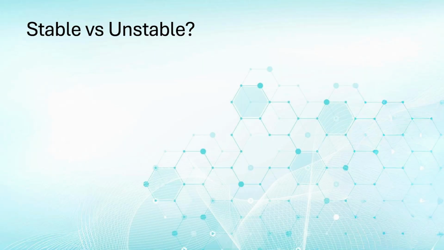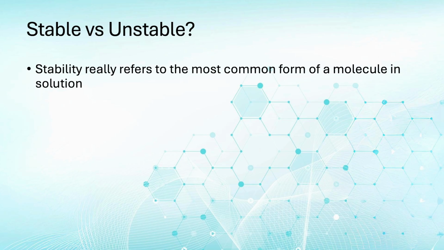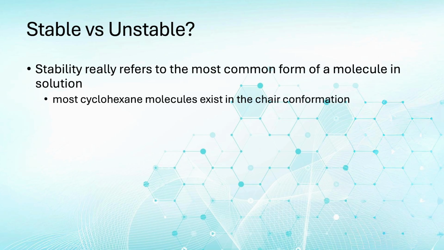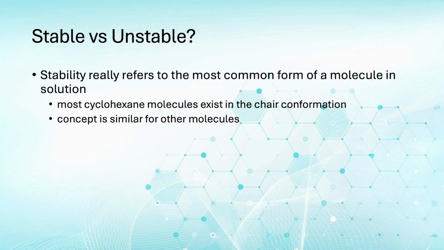All that stability refers to is the most common form of a molecule in solution. For instance, if I were to pour cyclohexane in a beaker and use a hypothetical microscope to analyze it, most of the molecules, by a large majority, would exist in the chair configuration. This is simply because the chair configuration is once again the most stable form of the molecule. This goes for Newman projections and conformations of other molecules as well.